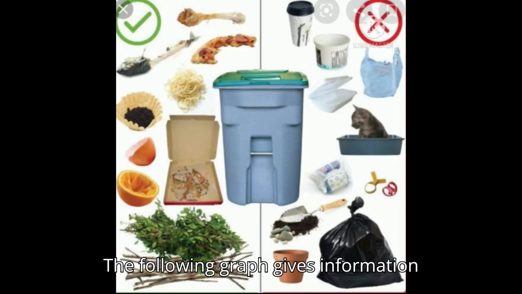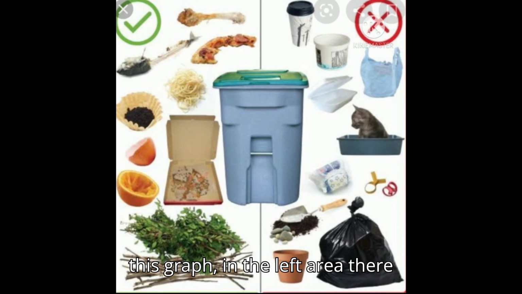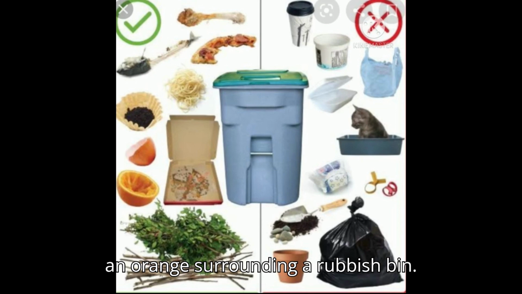The following graph gives information about stuff in the rubbish bin. This is a very beautiful picture, and it shows a number of things. According to this graph, in the left area, there is a lot of acceptable food scrap including eggshell, fish bone, soiled paper, noodle, plate scraping, vegetable and orange, surrounding a rubbish bin.